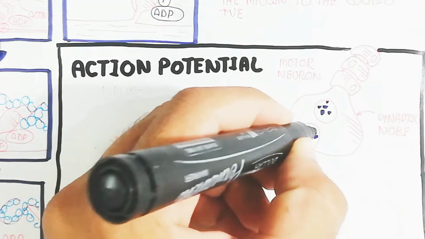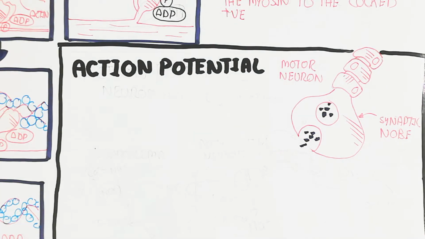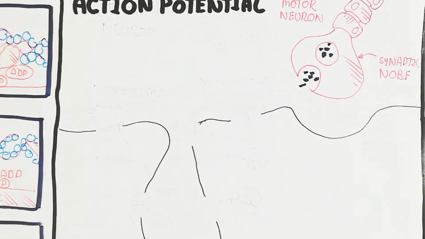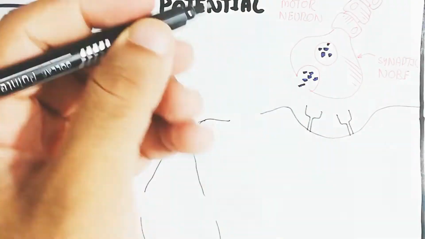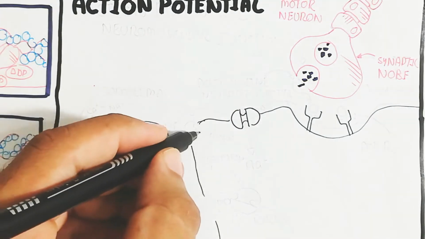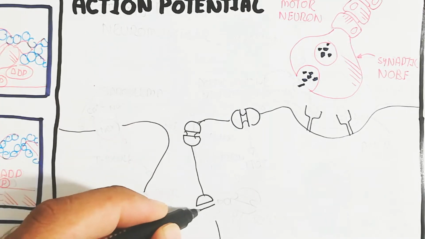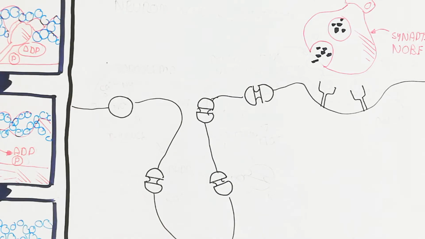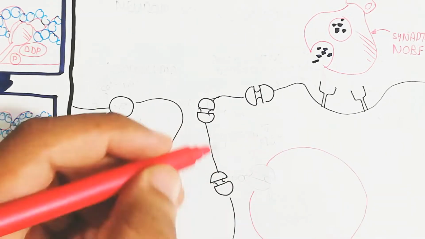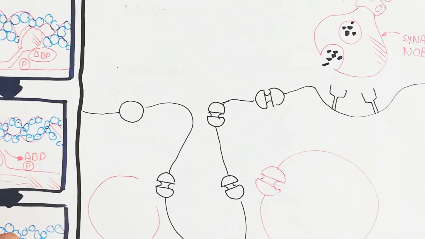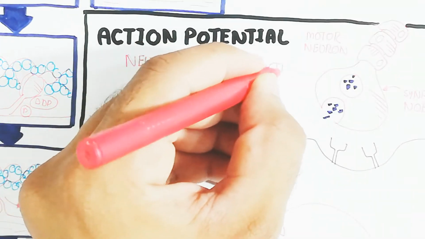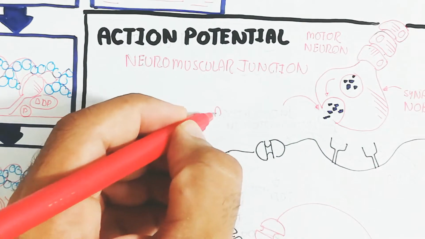So remember, these are the motor nerves. The motor neuron controls the muscle contraction, and in this way the neuromuscular junction is present. This neuromuscular junction is basically the synaptic knob of the neuron. The motor neuron contains vesicles. These vesicles basically contain the neurotransmitter acetylcholine. The acetylcholine receptors are present in the sarcolemma.